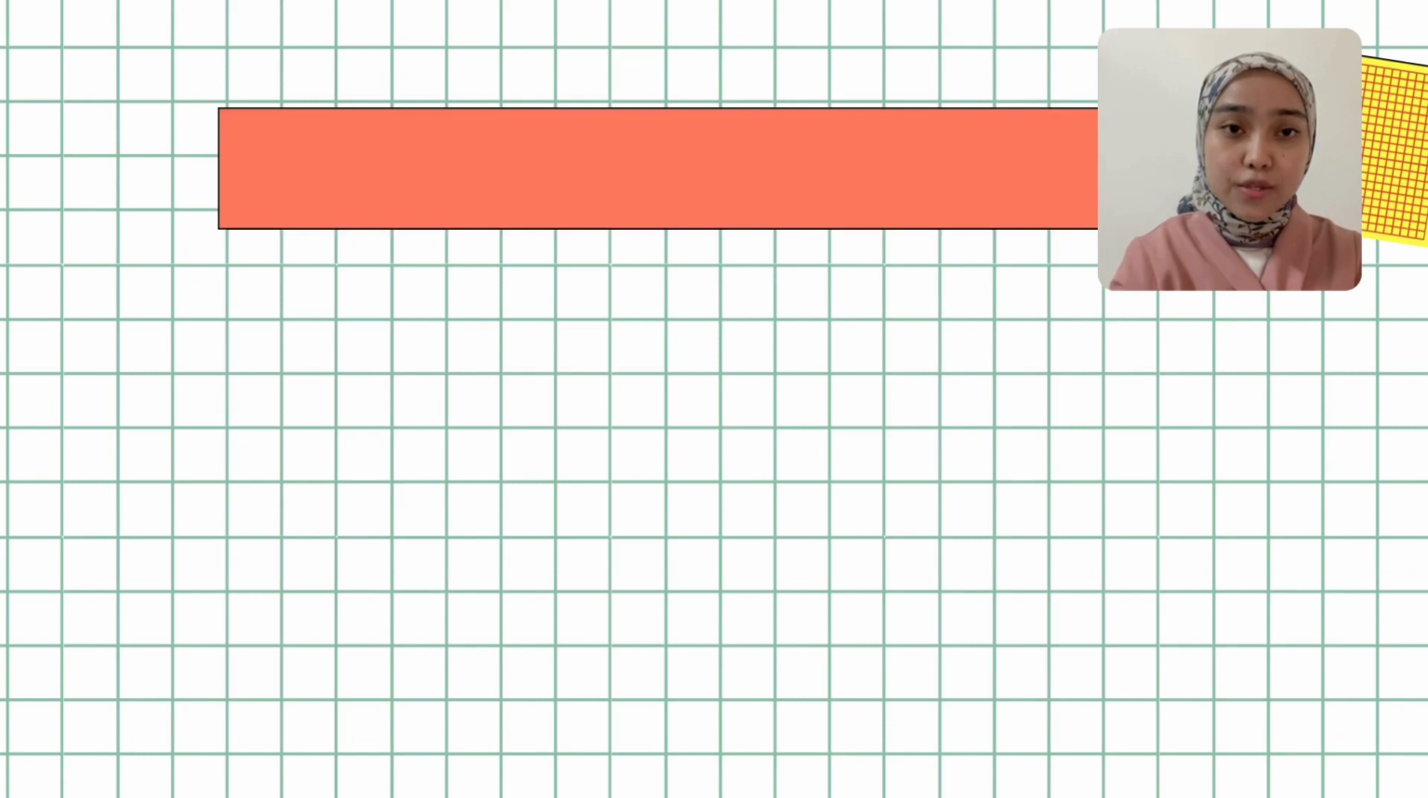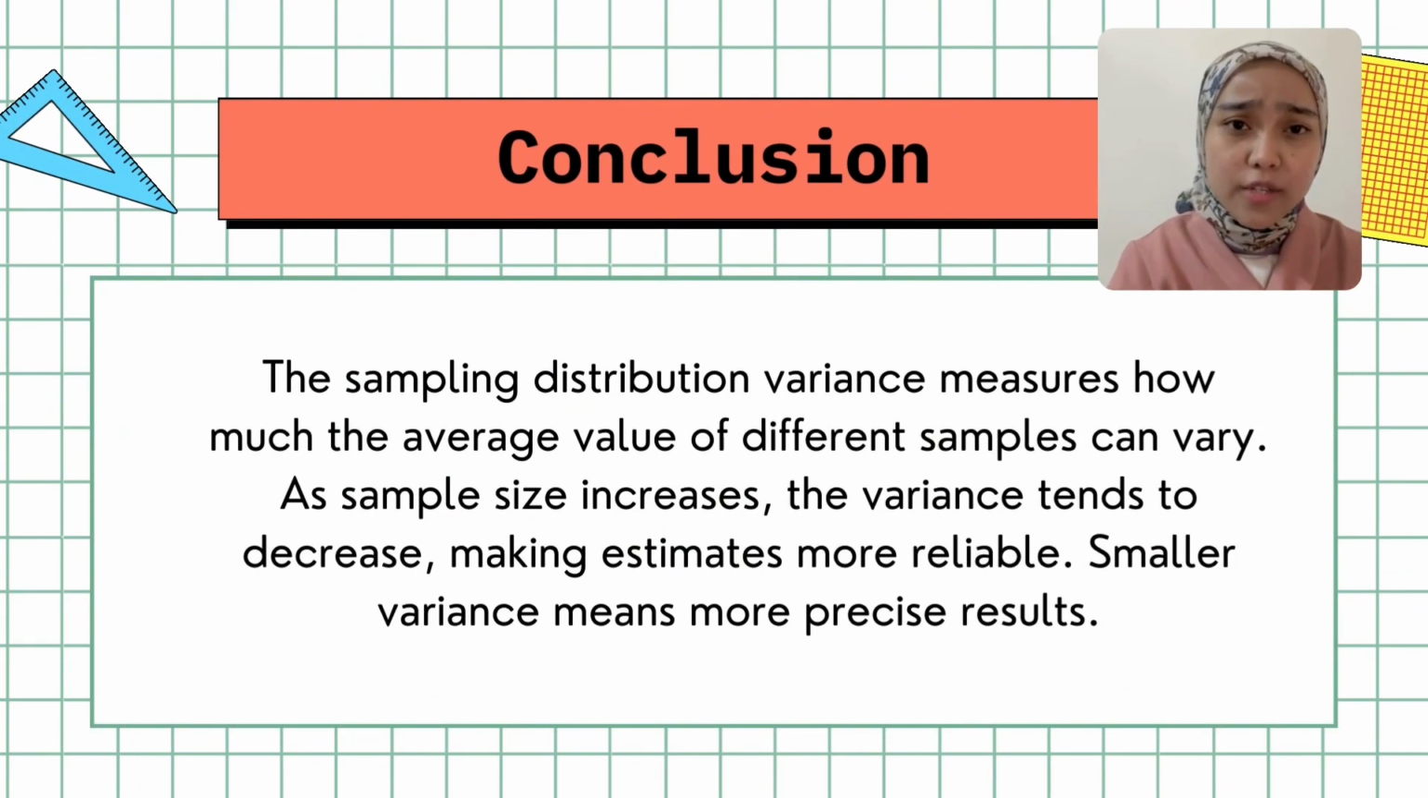So, in conclusion, we can say that the sampling distribution variance measures how much the average value of different samples can vary. As sample size increases, the variance tends to decrease, making estimates more reliable. Smaller variance means more precise results. It is crucial for constructing confidence intervals and conducting hypothesis tests in statistics.